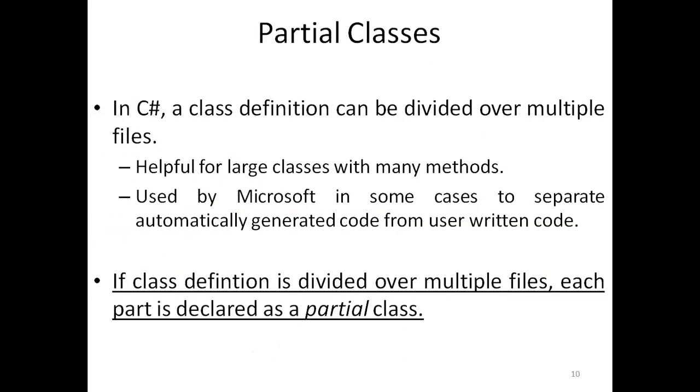And now the partial class. Suppose the class is too long, so in that case we define the class as a partial class, because you can see here the class definition is divided over multiple files. The class is too long and we have to divide the definition of the class into multiple files. Each part is declared as a partial class. This is clearly mentioned here, I have underlined it. So in that case we have to write partial class, and each part is declared as a partial class.